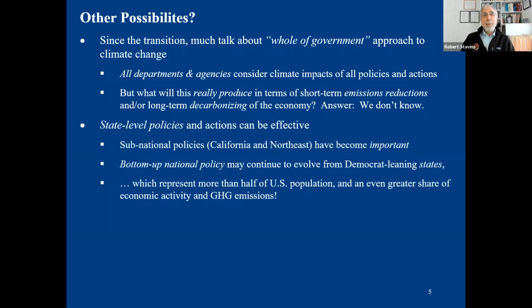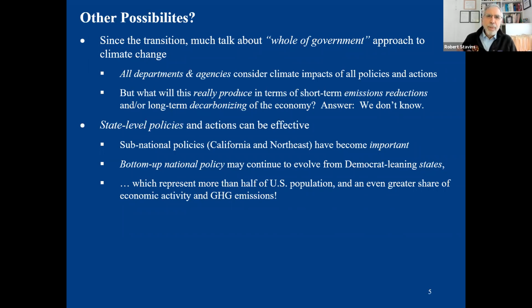But importantly, to be more positive, there are state level policies and actions that can be effective and have been effective. There are very important subnational policies in California and in the Northeast. And it may be that we will see what we were already seeing during the Trump years, a bottom-up implicit national policy evolving from the Democratic-leaning states.